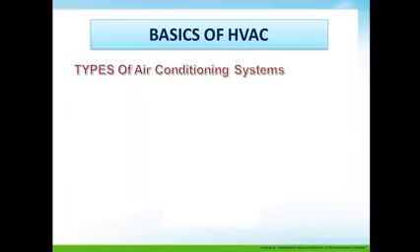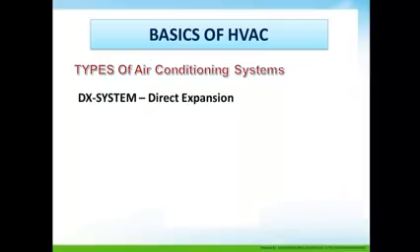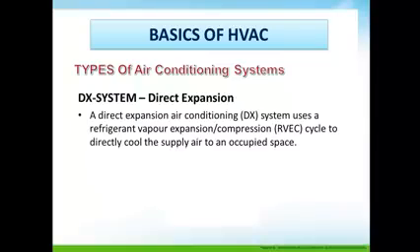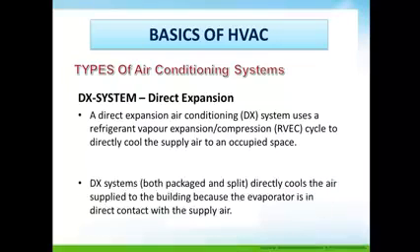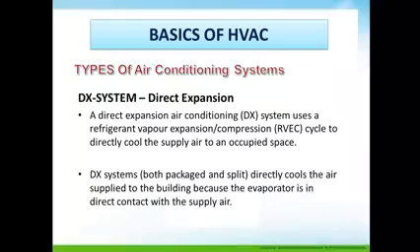Types of air conditioning system. The basic type of air conditioning system is DX, direct expansion. A direct expansion air conditioning system uses a refrigerant vapor expansion compression cycle directly cooled by supply air to an occupied zone. DX systems, both package and split, directly cool the air supplied to the building because the evaporator is in direct contact with the supply air.